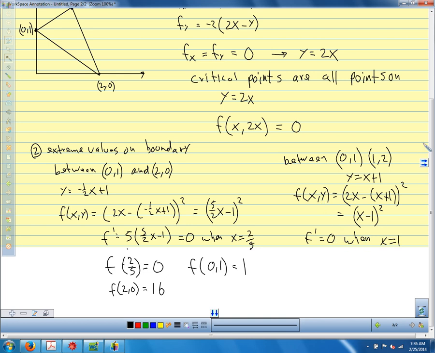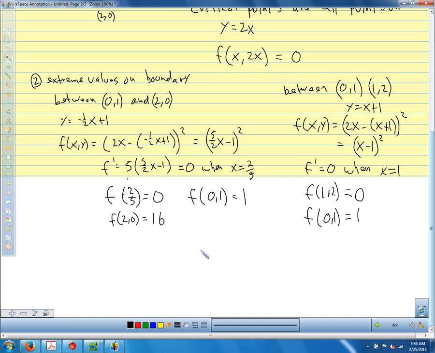And when x equals 1, y equals 2. So f of 1, 2. When x equals 1, y equals 2. F of 1, 2 equals 0. And then we want to check the other endpoint of that region. Well, the other endpoint is 0, 1. We already figured that out. F of 0, 1 equals 1. So far our minimum value is still 0, and our maximum value is 16 here at 2, 0.